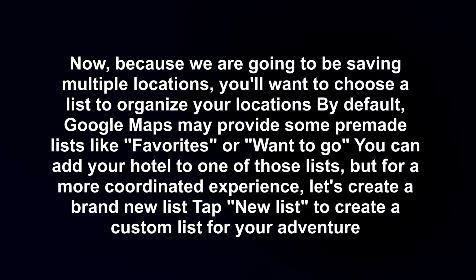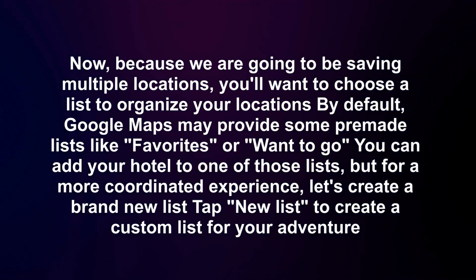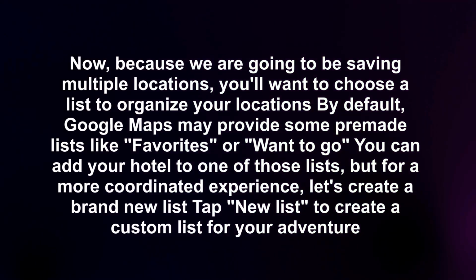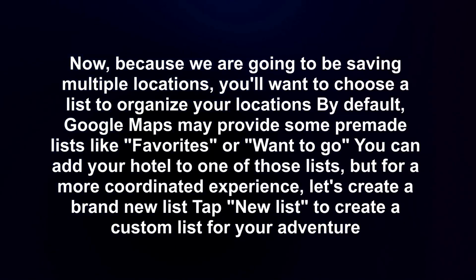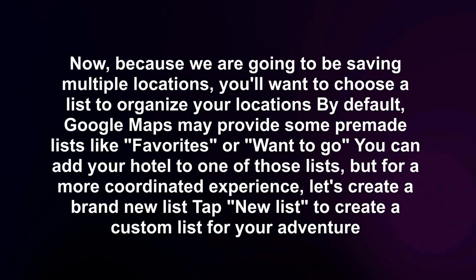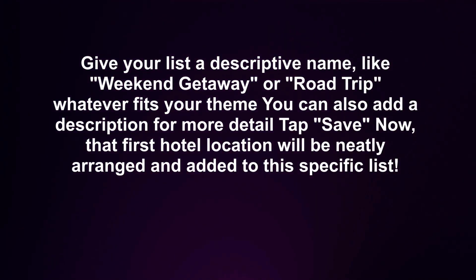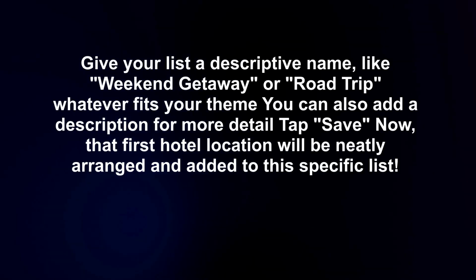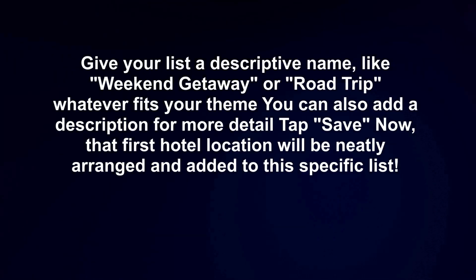Now, because we are going to be saving multiple locations, you'll want to choose a list to organize your locations. By default, Google Maps may provide some pre-made lists like favorites or want to go. You can add your hotel to one of those lists, but for a more coordinated experience, let's create a brand new list. Tap New List to create a custom list for your adventure. Give your list a descriptive name, like weekend getaway or road trip, whatever fits your theme. You can also add a description for more detail. Tap Save now. That first hotel location will be neatly arranged and added to this specific list.